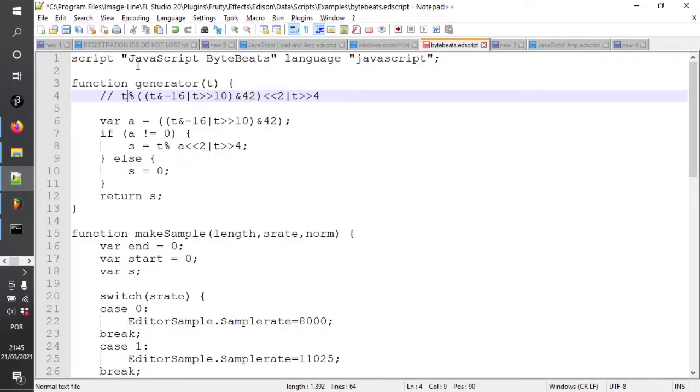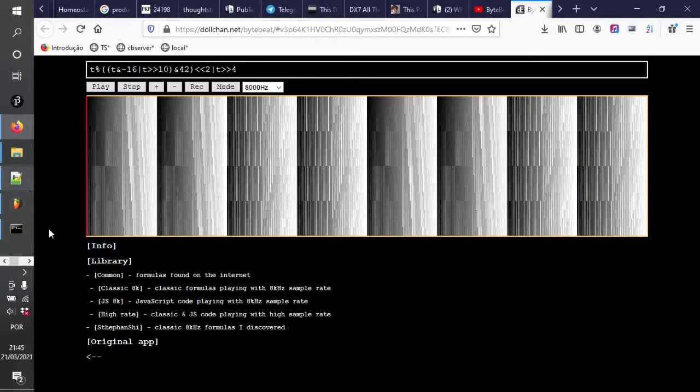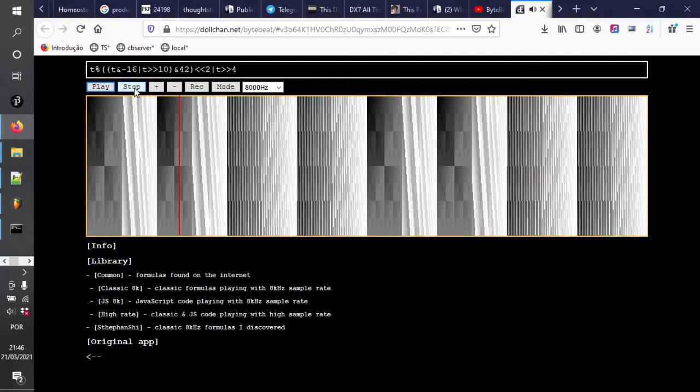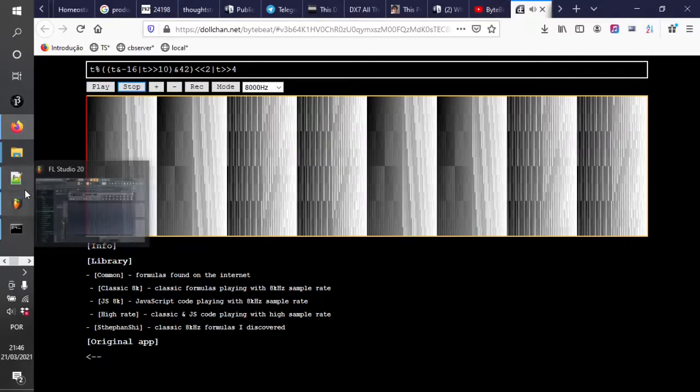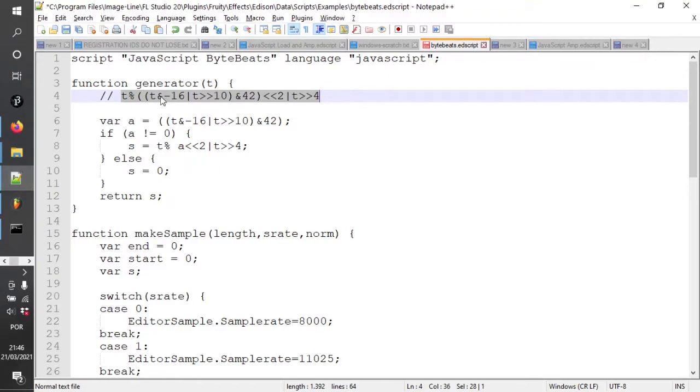I went into the generator. Here's the original Arabic ByteBeat sort of melody, if you remember from this. This is what was blowing up FL Studio when we put it in. So I just took this expression here, and of course it's a bit of a complicated expression.